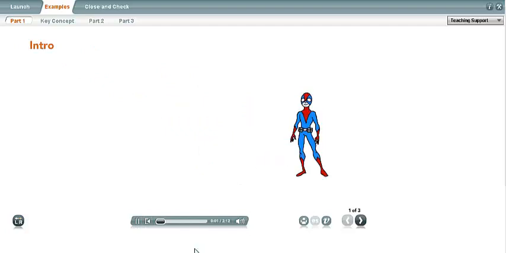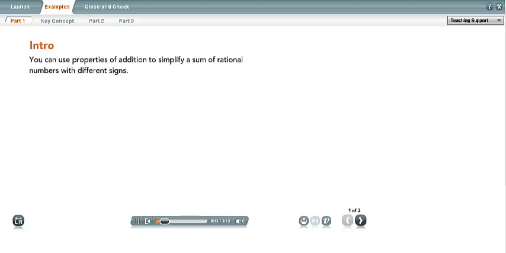Property Hero is here to help you remember the identity property, the commutative property, and the associative property. You can use some of these to help add positive and negative numbers. Try it with integers first. You can use properties of addition to simplify a sum of rational numbers with different signs.